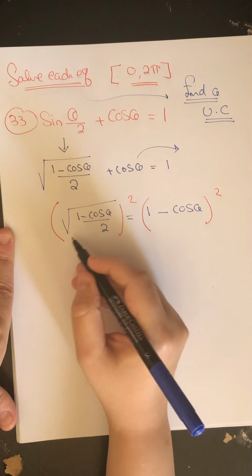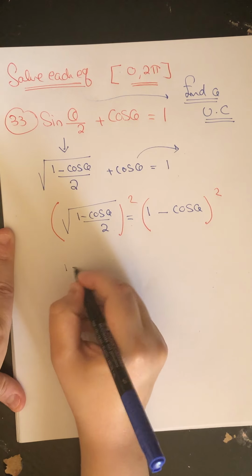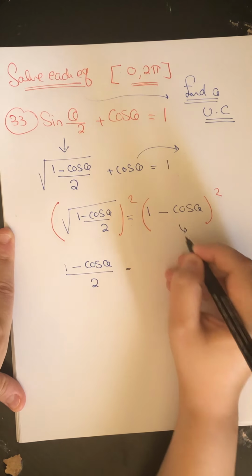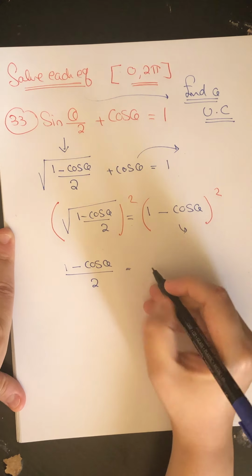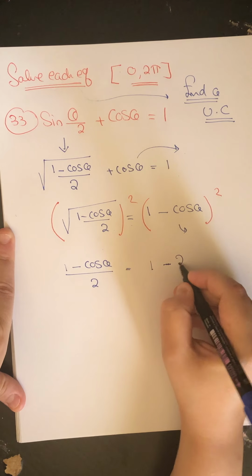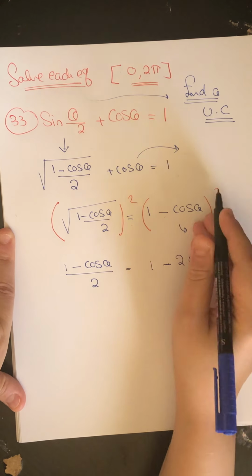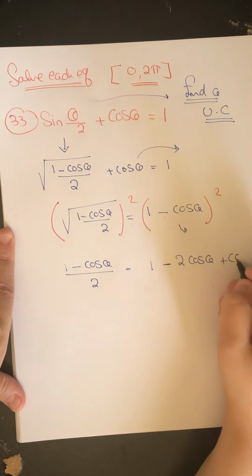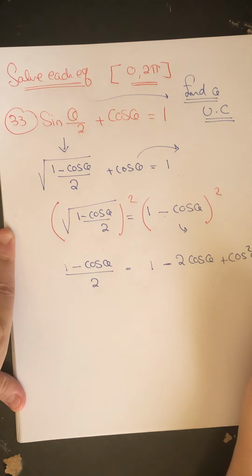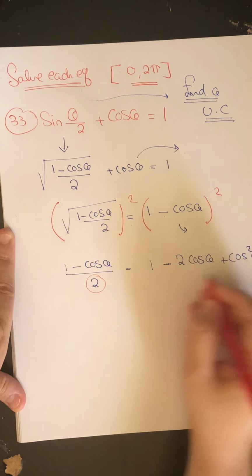Squaring this side would just remove the root. I will have 1 minus cosine theta over 2. Here I have a middle term, it's a trinomial: 1 squared minus 2 times a times b, so 2 cosine theta, plus squaring this one would give me cosine squared theta. A perfect step now is to multiply all of the equation by 2 to get rid of this.